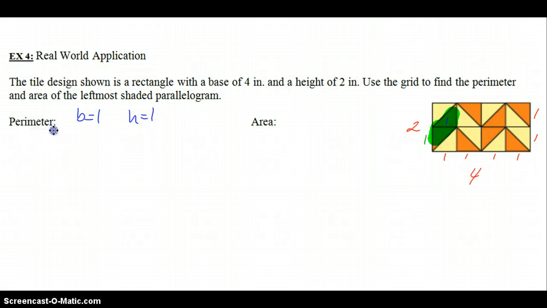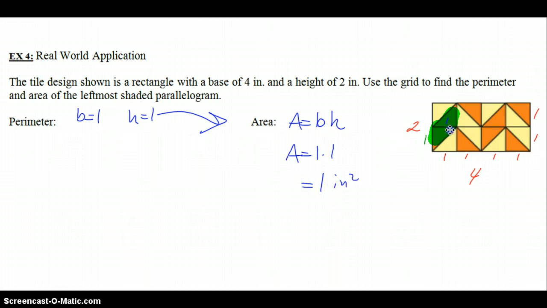For the perimeter, though, that's the distance around the edge. So I'm not going to be able to find my perimeter using these two. These are going to help me find the area. Remember, area of a parallelogram is base times height. So the area is 1 times 1, or 1 square inch.